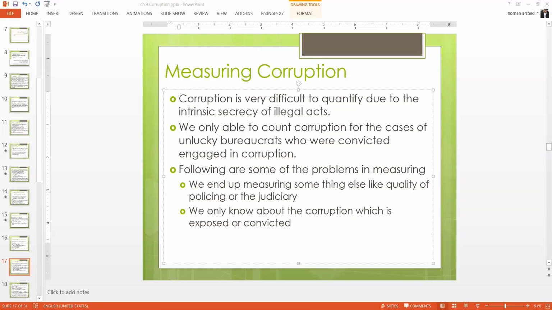Following some of the problems in measuring, we end up measuring things like quality of policing or judiciary. Meaning if we are trying to measure corruption, we will end up measuring quality of institutes. That is shown in the website that we discussed earlier. And we only know about the corruption which is exposed or convicted. So we are only able to measure those which are caught. So technically the quality of institutes that are made to stop corruption explains the value of corruption. If the institutes are good, they will catch every corruption, then the value of corruption will be correctly measured.